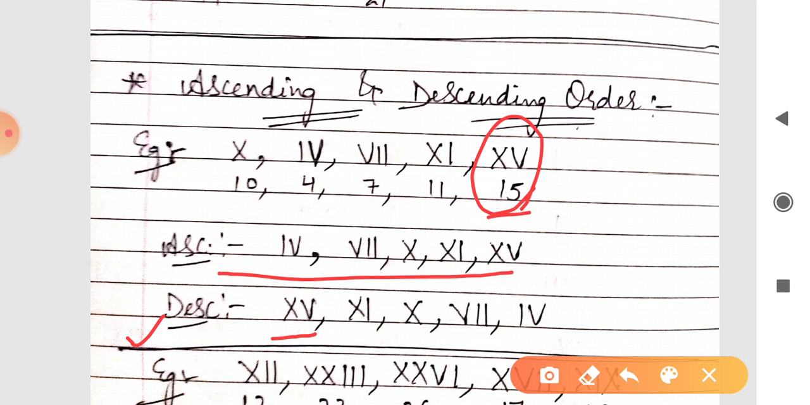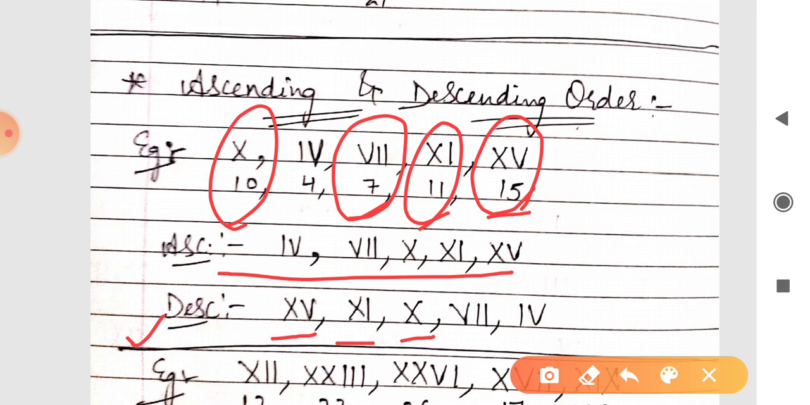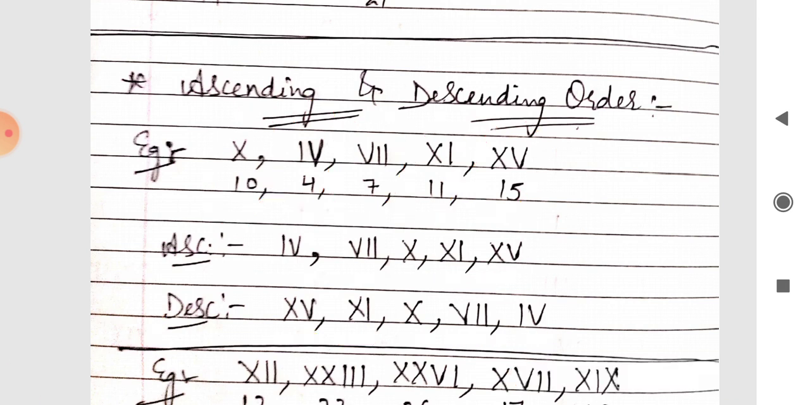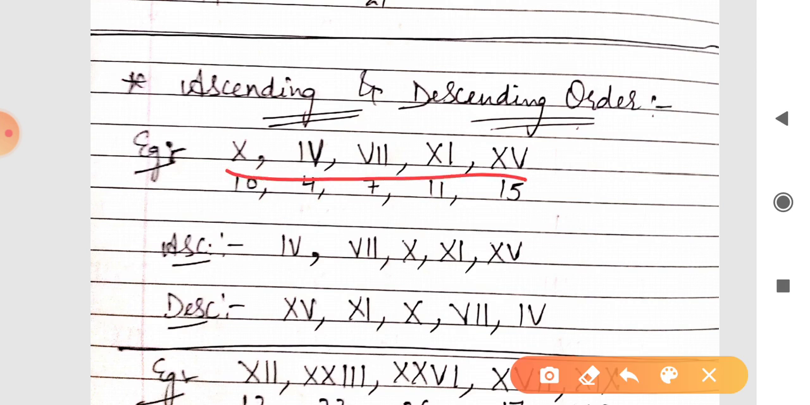Then next will be XI, that is 11. Then next will be 10, that means X. Then next one will be 7 and its Roman numeral is VII. And the last one will be 4, that is IV. So this is descending order. Now you can arrange these numbers in ascending and descending order easily.